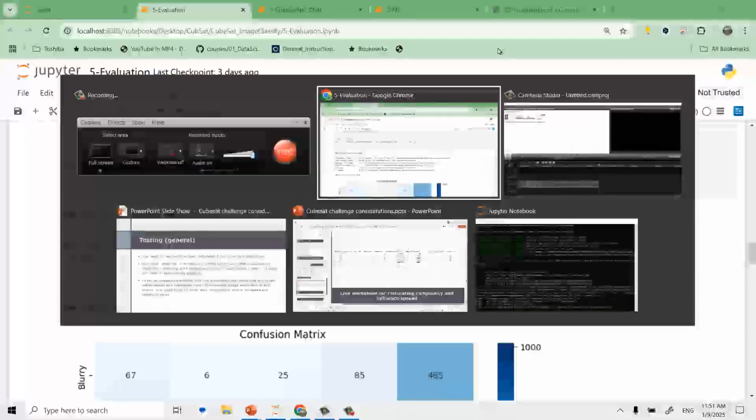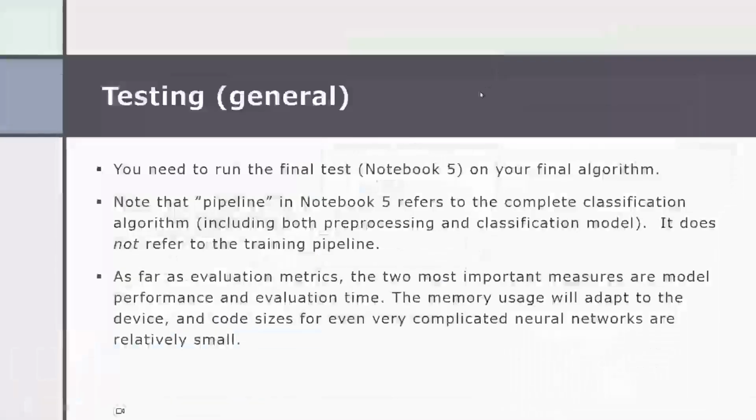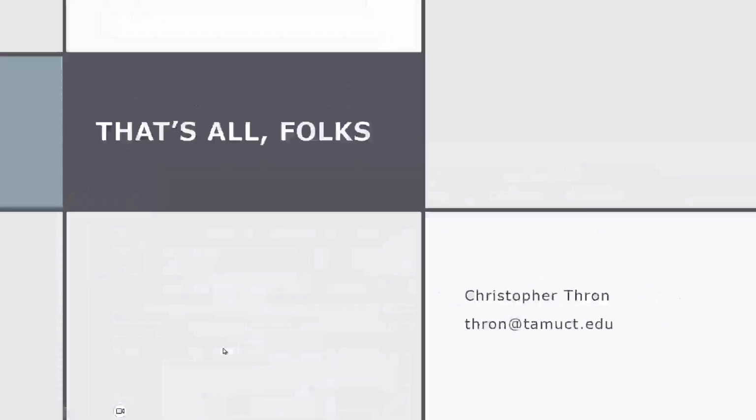All right, so let me see if I covered all the bases, and I think we're about done. All right, so the 2 most important measures are model performance and evaluation time. Memory usage will adapt to the device, and the code sizes, even for complicated neural networks, are relatively small. And I think that's all.